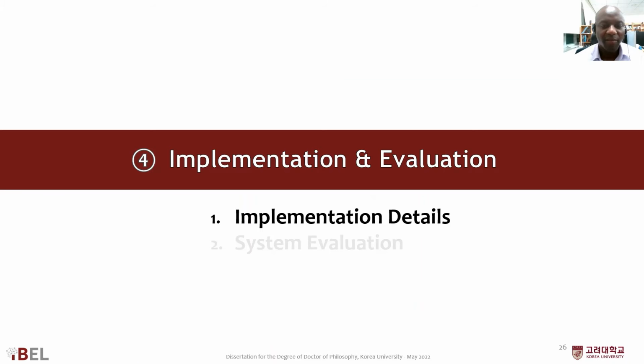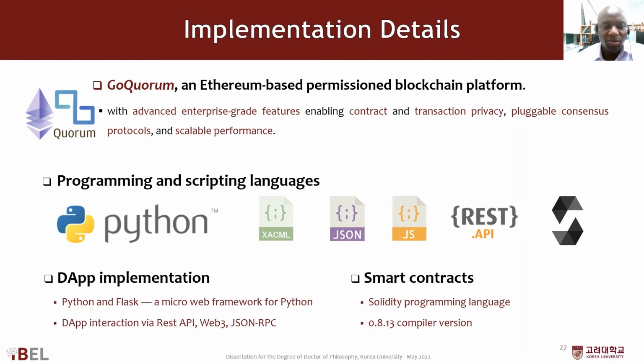So far, I've described all the main functionalities of the proposed system. So now I will elaborate on the system implementation and provide some evaluation results. Quorum was used to implement our system. Quorum is an Ethereum-based permissioned blockchain platform with advanced enterprise-grade functionalities that enable contract and transaction privacy with pluggable consensus protocol and scalable performance.